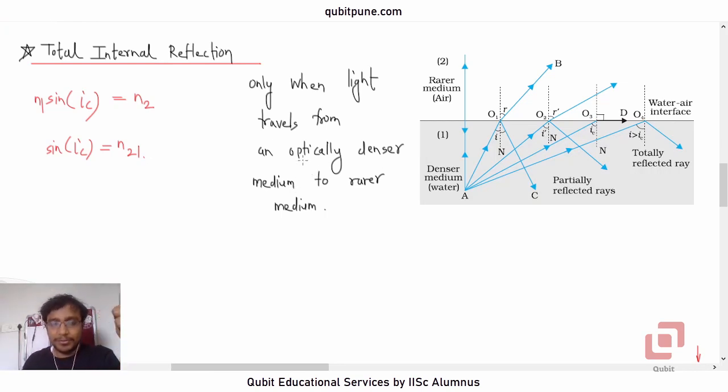Okay, that's the first point. Point number two, even when such a situation exists, light traveling from an optically denser medium to an optically rarer medium, the phenomenon of total internal reflection will be observed only when your angle of incidence is greater than a particular value. Okay, so why is that? We can see that from this figure.